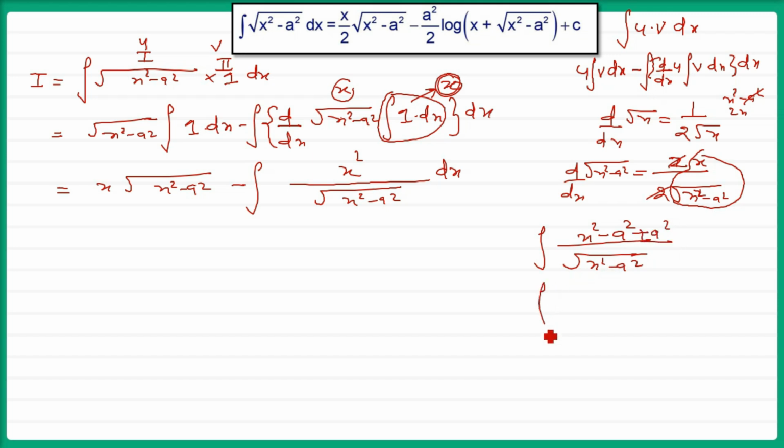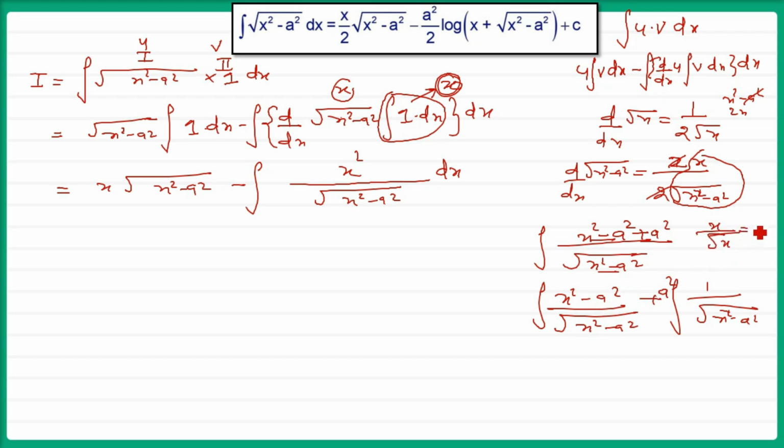Now separate these two terms out. x square minus a square divided by under root x square minus a square will be the first term because we are separating these two terms. And then we have a square divided by under root x square minus a square. I am taking a square outside the integral sign, so 1 by under root x square minus a square remains inside. So this simply can be explained by x by under root x. This will give you what? It will give you under root x only.